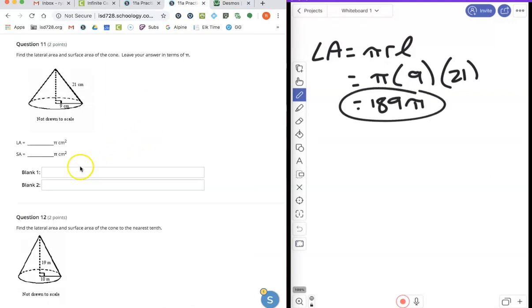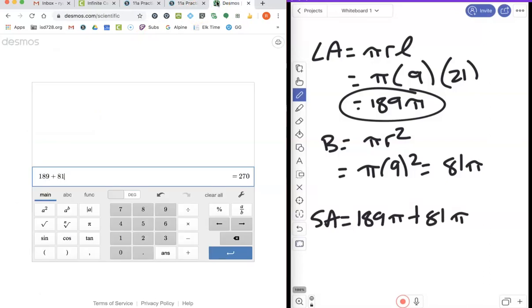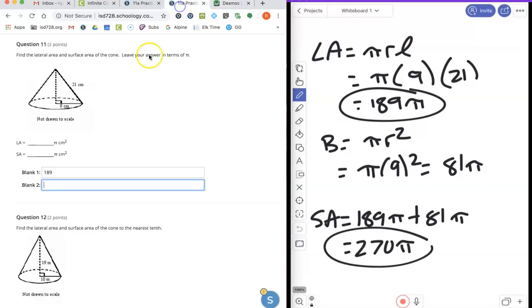is our lateral area. There's only one base of a cone, so we need to do B, which is pi r squared. And we, again, know that r is 9. So we're doing pi times 9 squared, which is 81 pi. If we add those together, LA plus B, we have 189 pi plus 81 pi. So you can do that in your calculator if you want. 189 plus 81, we get 270 times pi for our final answer. So 270 pi is our surface area of the cone.